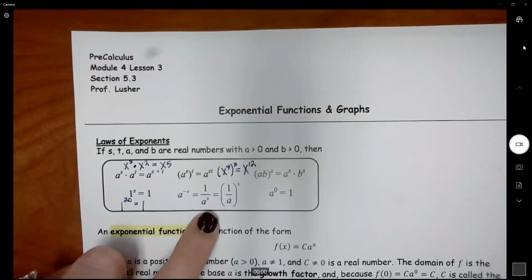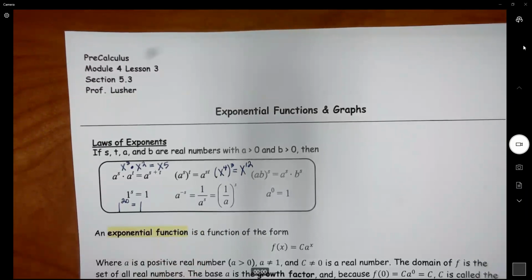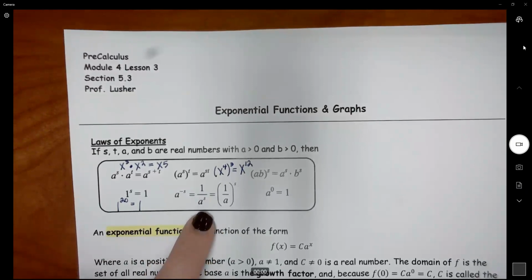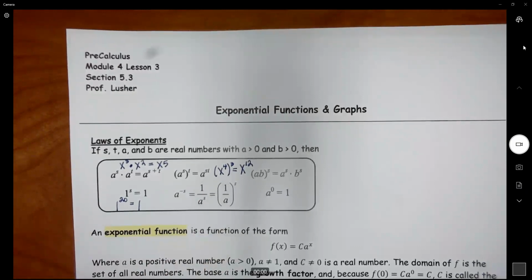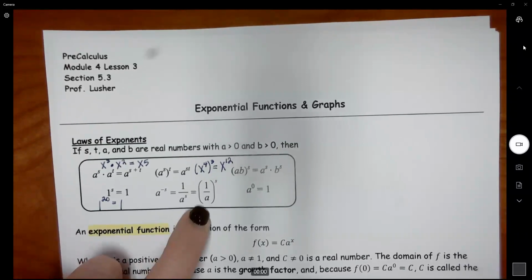Right, this is a big one that we're going to be using. If you have a to the negative s power, that is the same thing as 1 over a to the s, or 1 over a all to the s power. So we're going to be using this one.